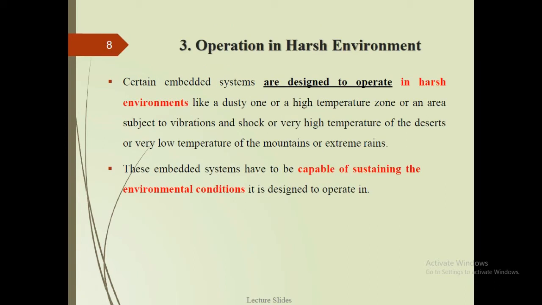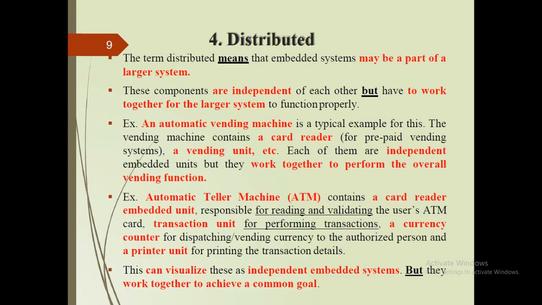Operation in harsh environment. Certain embedded systems are designed to operate in harsh environments, like dusty or high temperature zones, or an area subjected to vibration and shock, or the very high temperature of the desert, or the very low temperature of the mountain, or extreme rains. These embedded systems have to be capable of sustaining the environmental conditions they are designed to operate in.